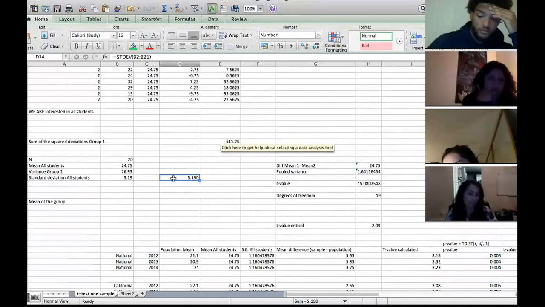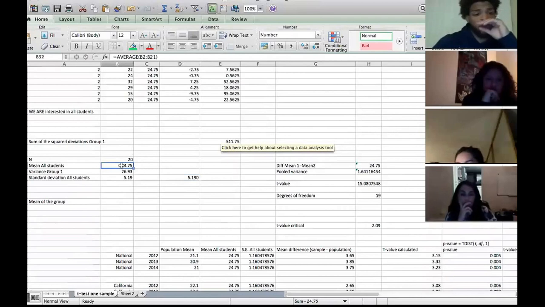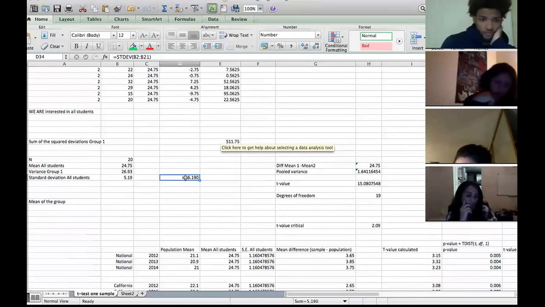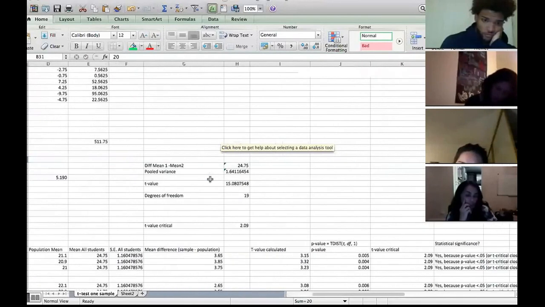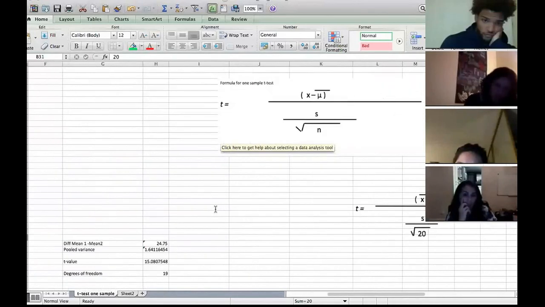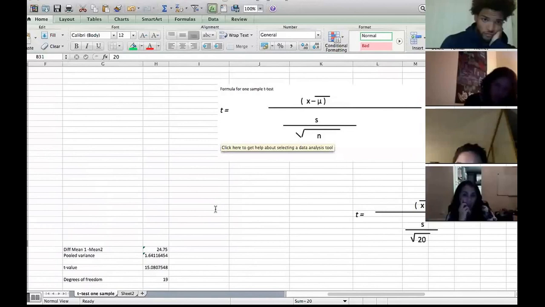Any questions so far? So now we would have the mean of this sample and we have the standard deviation. That will be the main thing. And then we know n is a sample size of 20. We know how many people are in this. Can you guys see the size of the font in this spreadsheet? Can you see it all right?